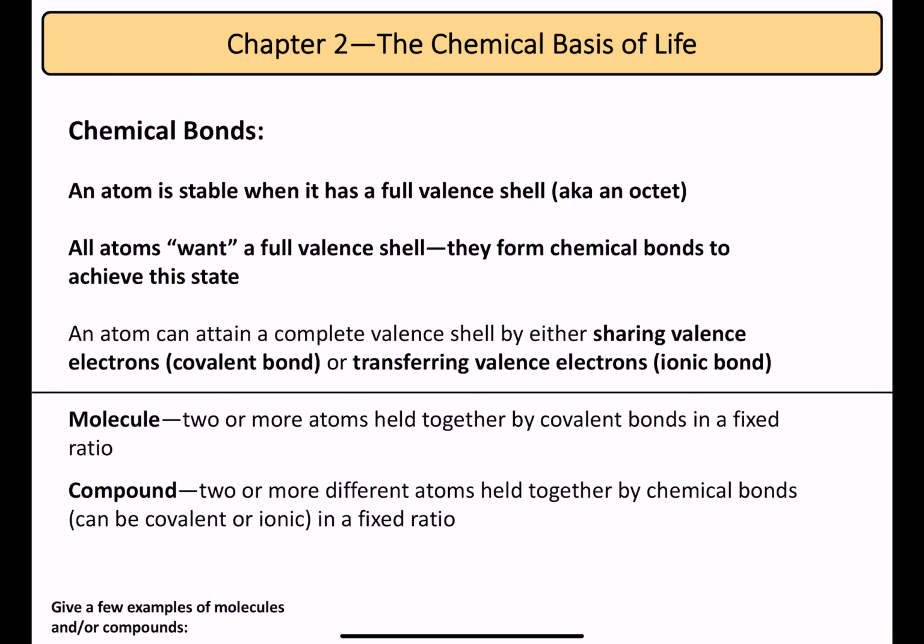All right, so we're moving forward to chemical bonds. And we said that every atom forms one or more chemical bonds to achieve an octet, a full valence shell.